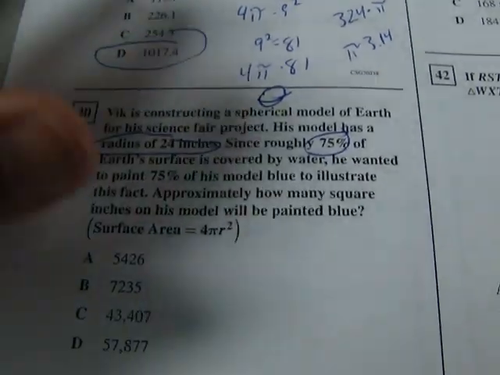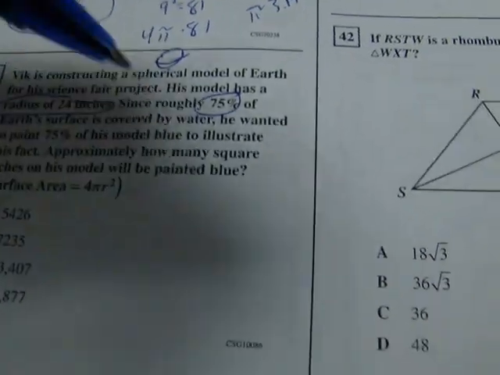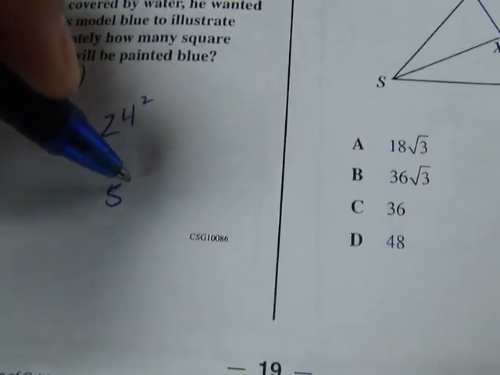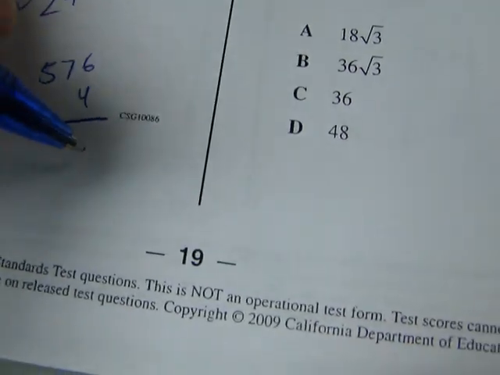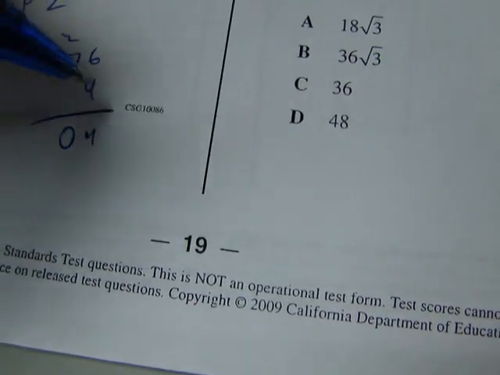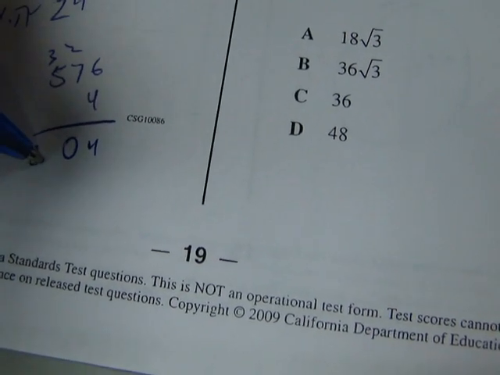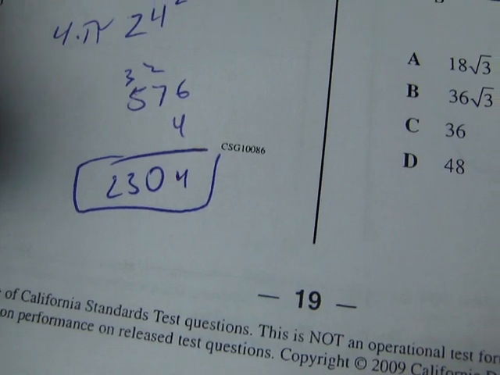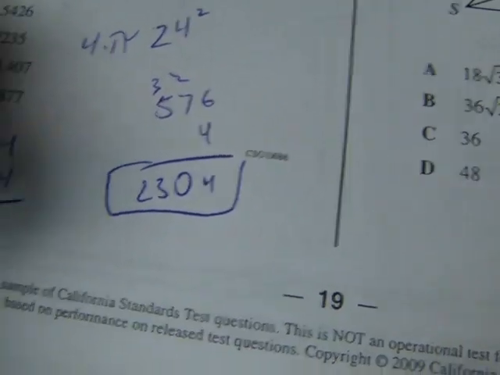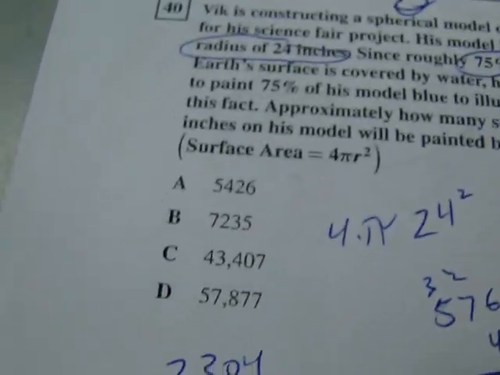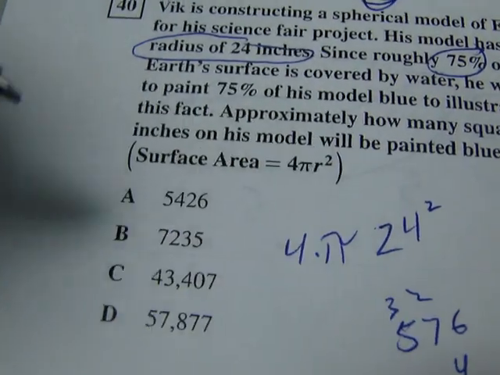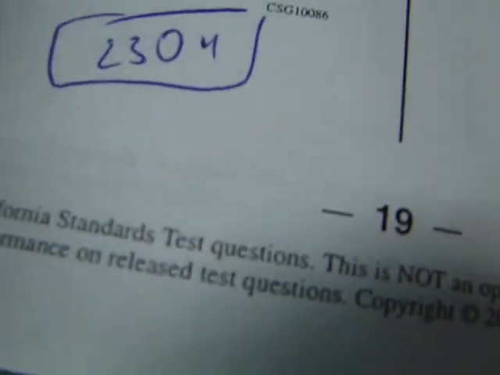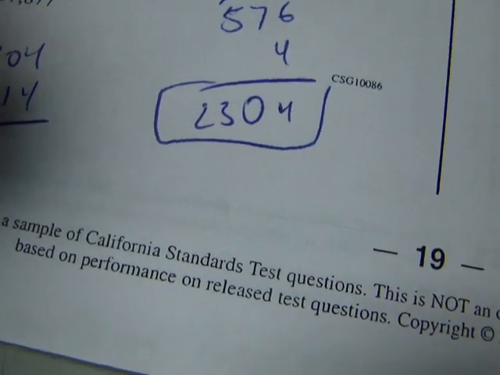Well, the first thing we've got to do is figure out the surface area. So the surface area is 4 pi times the radius squared. So 24 squared times 4 pi. 24 squared is 576. So that times 4 is going to be 2,304. Then 2,304 times 3.14, and this is going to be a big number. Going by the answers we have here, I think it's safe to estimate, because these answers are not close to each other. So if we just estimate this, let's say it's 3 times 2,500. It's going to be about 7,500.